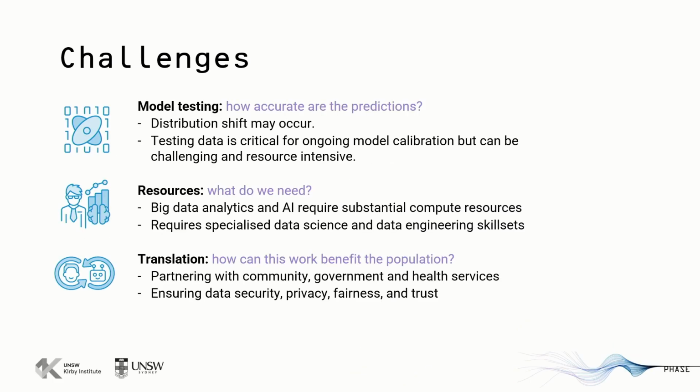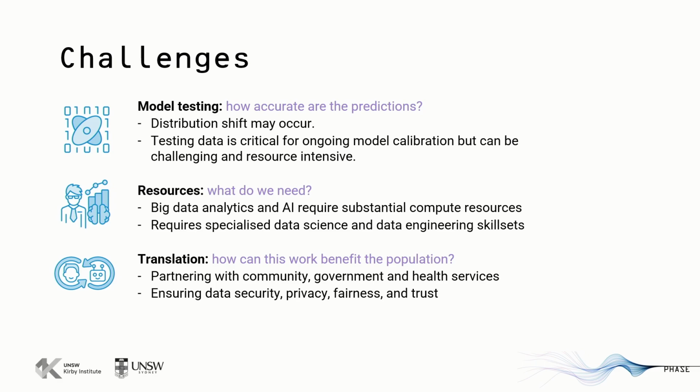So the challenges. With machine learning, the model testing and ensuring that these predictions are accurate is always a challenge. Distribution shift may occur, and what this means is the real-world data is changing over time, and it's different to the data we developed the model on. So we need to constantly be gathering more data for testing and calibration, and this is really challenging and resource intensive.